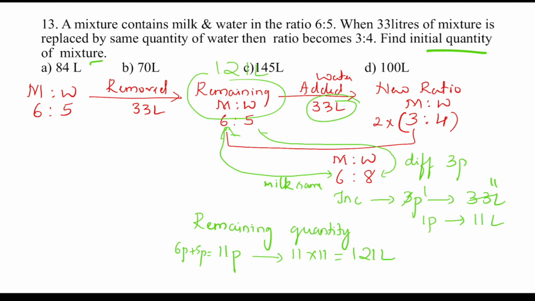So initially how much it will be? Initially it will be 121 plus 33, which is equal to 154 liters. Okay, so initially what was the mixture? Initial mixture was 154 liters. So it should be here 154. Okay, option C is the answer.